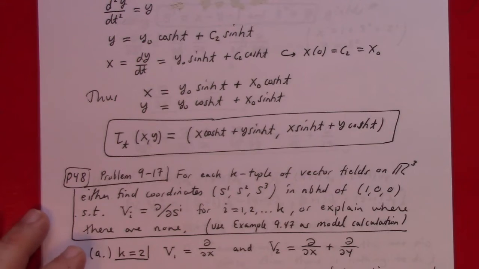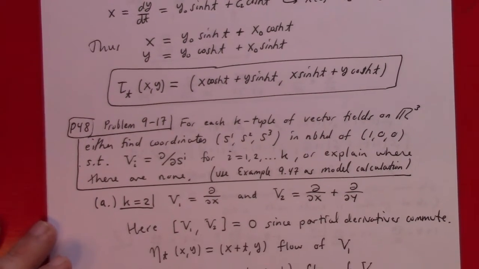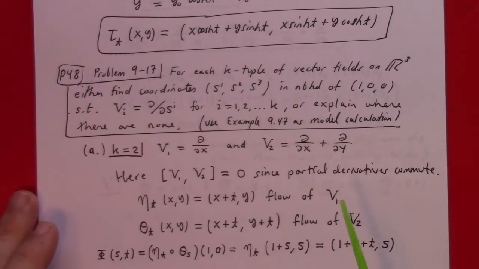And then for this one I just write down, because I think you can just write down, after the previous problem, I was able to just write down the flow of this one is that. The flow of that one is this. And as such, if I look at phi of s,t, it is eta_t composed with theta_s. So what this is doing is it's basically saying take this point, flow s along the theta flow, and then flow t along the eta flow. And that gets you to the point that would correspond to (s, t), taking (1, 0) as the origin.